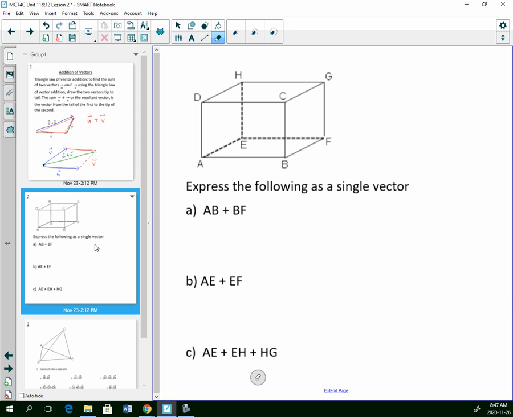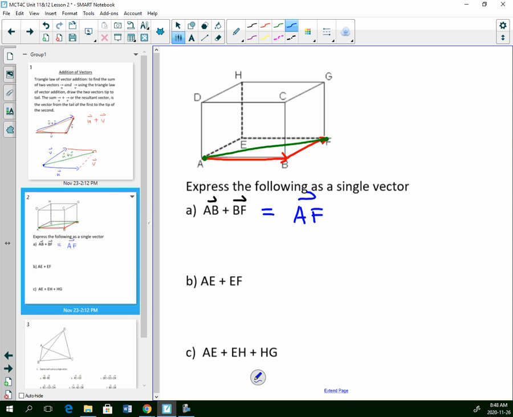Okay. So if we have this object here and we're expressing the following as a single vector, so these should have lines on them. So if we are adding vector AB plus vector BF, if we look on the model here, A to B, so remember that order matters, so you're starting at A and ending at B, and then we're adding B to F, so we'll go tip to tail, and so the resultant vector would be A to F. Where I started and where I ended is the resultant vector. So A to B and B to F would be vector A to F. So starting at A, ending at F is where I ended up.